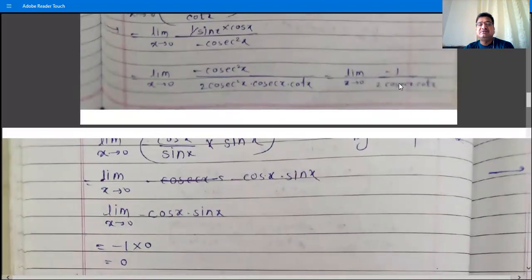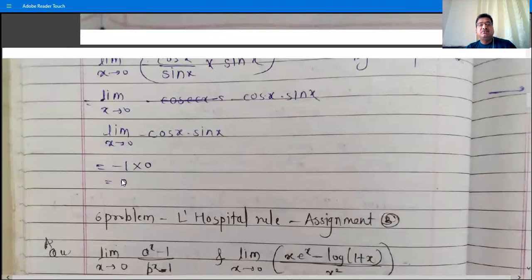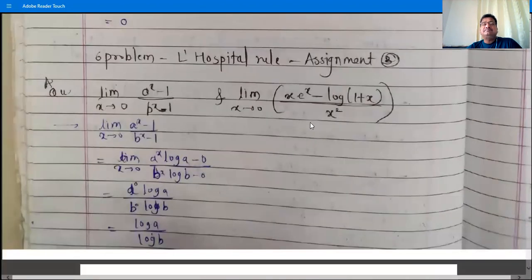Cosec x means minus 1 half, and divided by cosec x means into sin x, and cot x means sin square x by sin square x into cos x, and I think again the answer is 0. So next problem, the 6 problems for assignment.